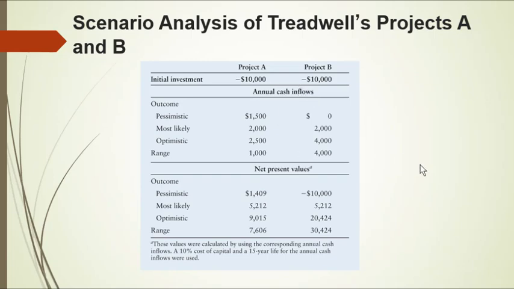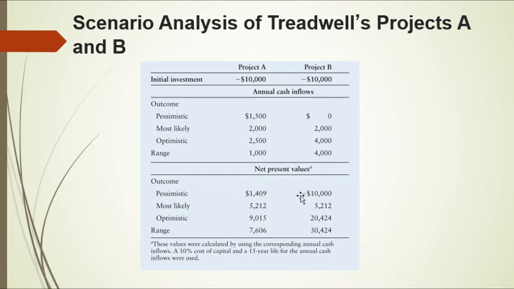So here we have two projects. Both projects cost $10,000, and here are their cash flows as analyzed by pessimistic, most likely, and optimistic categories. And of course, from that, we calculated their net present values. Again, we assumed a 10% cost of capital, and again, that the cash flows would end for 15 years. So this is, again, the net present value under each one of these situations.